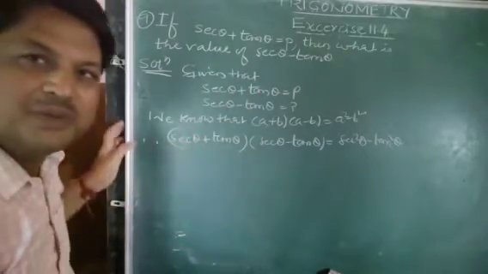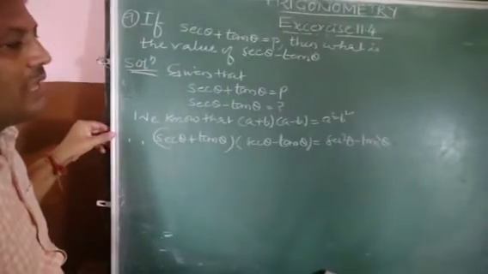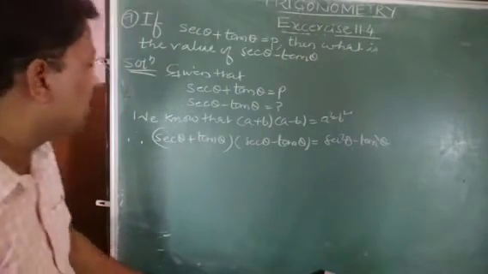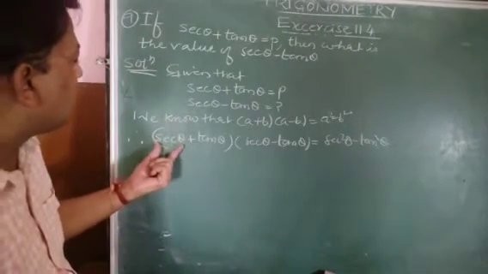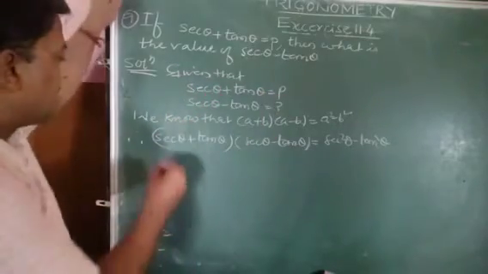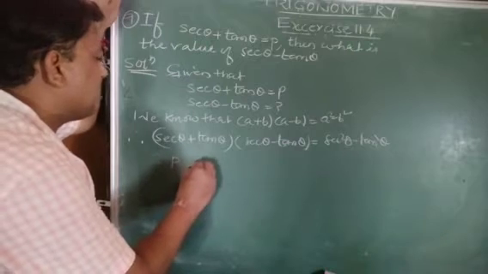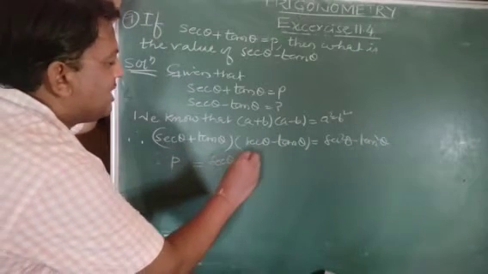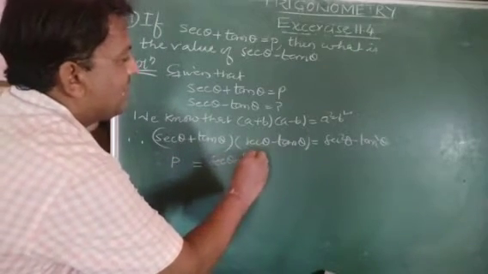A plus B into A minus B is equal to A square minus B square. Okay, children. So what about A plus B? Sec theta plus tan theta is equal to P, given. So in this place we can write P, P is equal to sec theta minus tan theta.